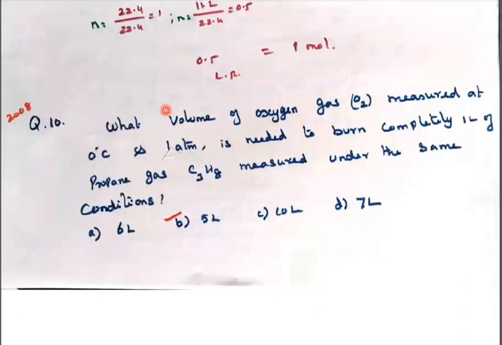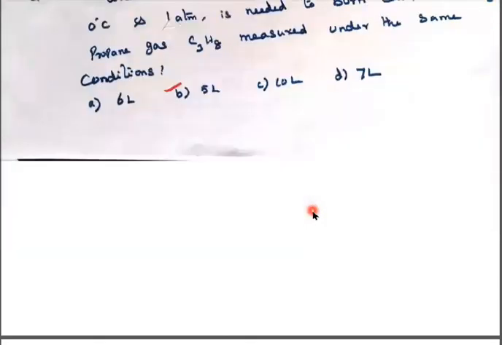Last question of this set. Question number 10. This is a 2008 question of NEET. What is the volume of oxygen gas O2, measured at 0 degrees Celsius and 1 atmospheric pressure, needed to burn completely 1 liter of propane gas, C3H8, the formula of propane, a hydrocarbon, measured under the same conditions? The options are 6 liters, 5 liters, 10 liters and 7 liters.